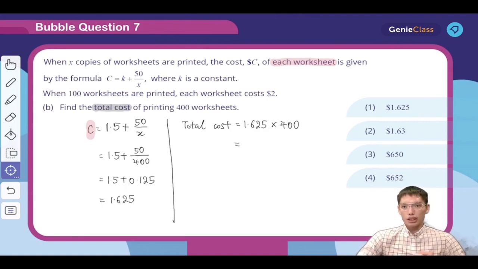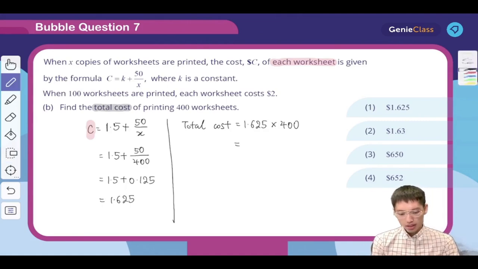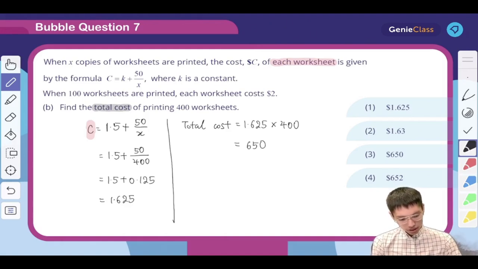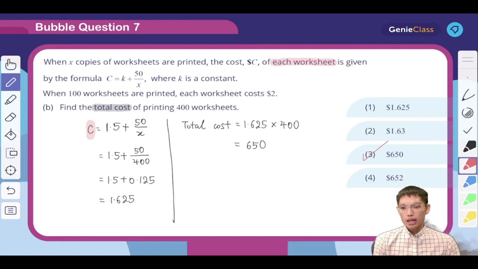If we have intermediate working, we leave it with as many decimal places as we can. If it's recurring, up to 5 significant figures. The more the better, but 5 significant figures should be enough depending on the question. Okay? And in this case, if I multiply by 400, my answer is 650. That's why number 3. And in fact, for this one, there should be a dollar sign. If there's no dollar sign, there's an error. Alright? Okay, so that's where we have it.